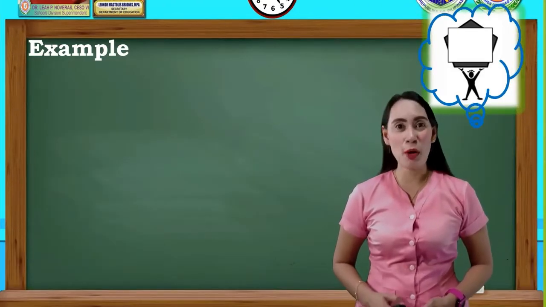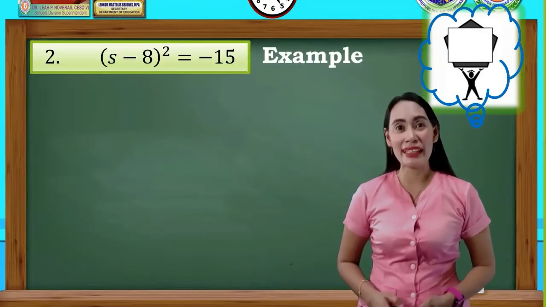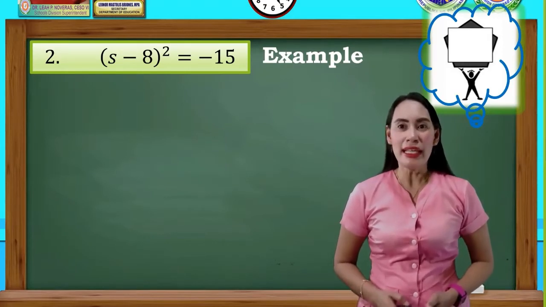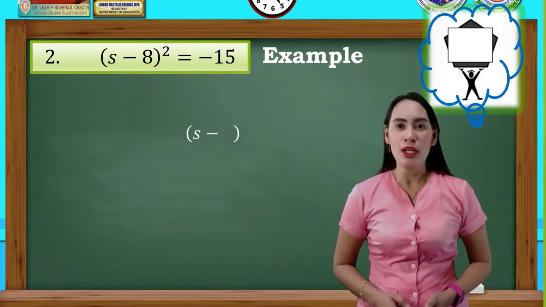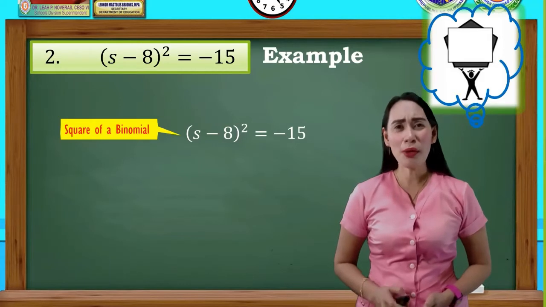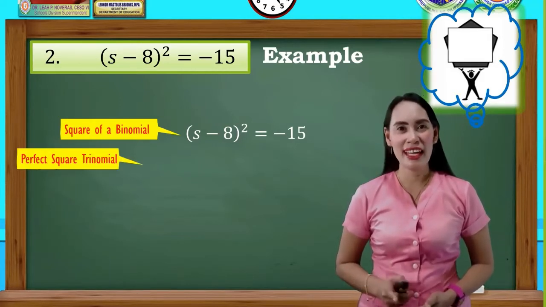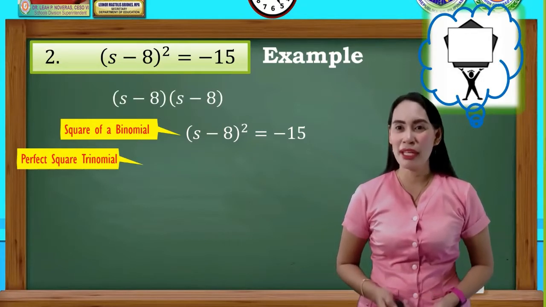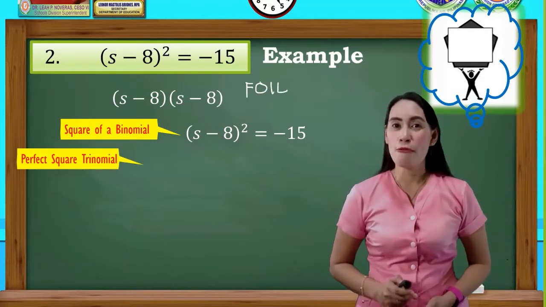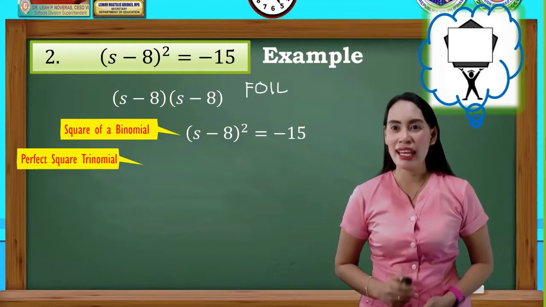Next is example number 2. The quantity of s minus 8 squared equals negative 15. Since the left side of the equation is a square of a binomial, we change this to a perfect square trinomial. So how do we change this to a perfect square trinomial? Yes, that is the FOIL method. What do you mean by FOIL? FOIL means first, outer, inner, and last.